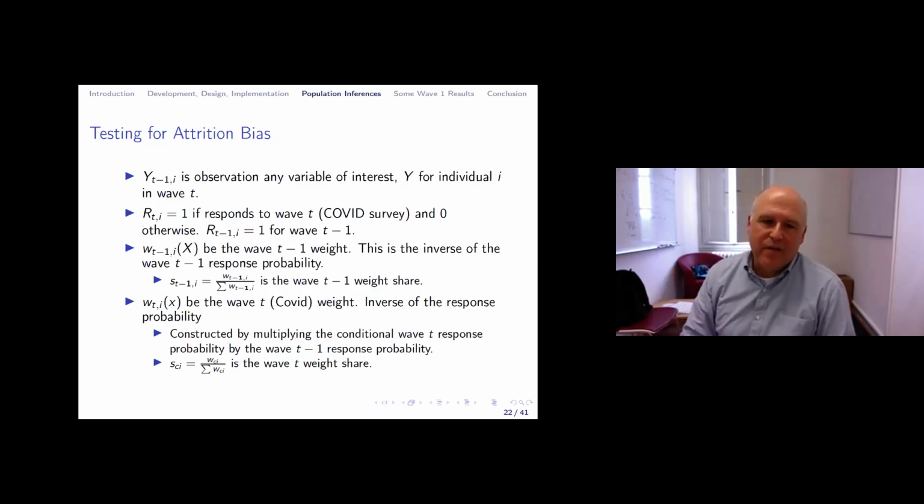So let w_{t-1} be the wave t-1 weight. It's an inverse probability, and I convert that into weight shares. I just normalize by the total of the weights. It's just going to be convenient for notation. And let w_t be the wave t weight. So this is the COVID survey weight that we've created, and it's the inverse of the response probability again. And as I mentioned before, it's constructed by multiplying the conditional probability of response to the COVID survey, conditional on response to wave 9 of the main survey, by the probability of response to wave 9 of the main survey. And again, we can express that as a weight share.